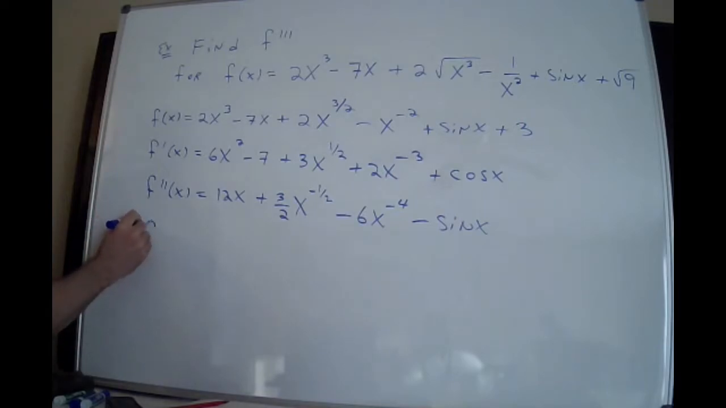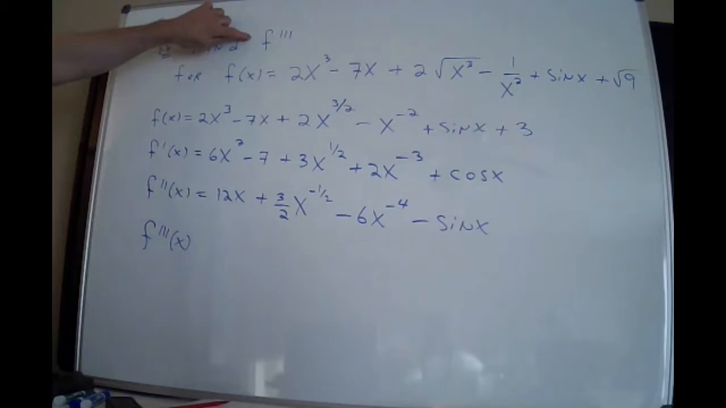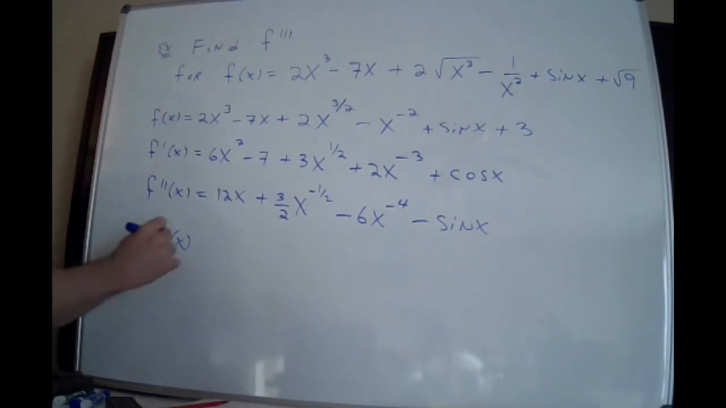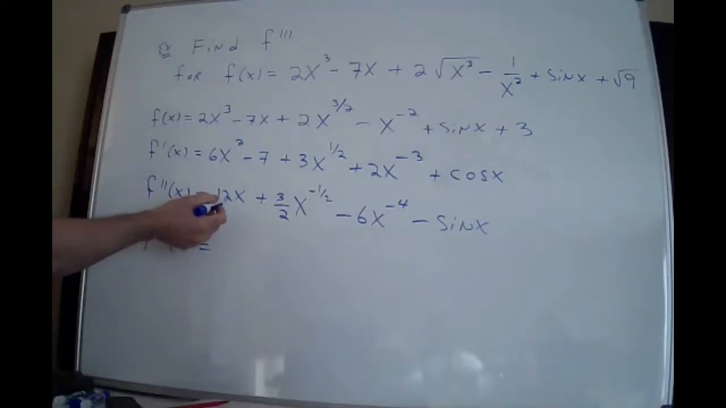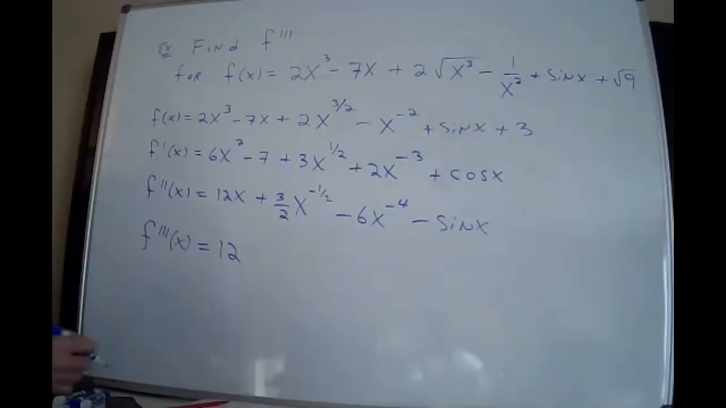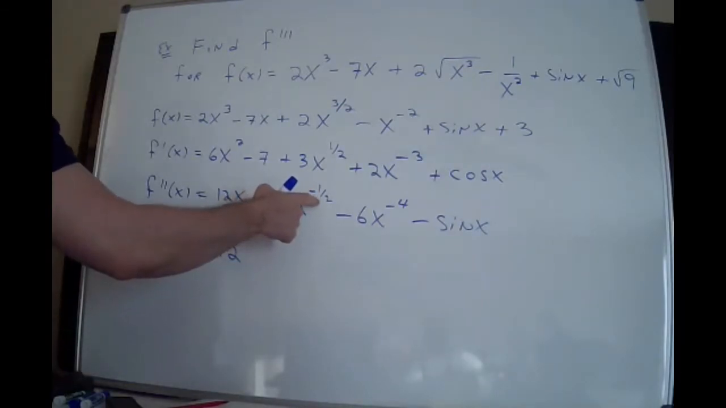Now I'm up to the third. Yay, finally. I mean, this is what the question originally asked you for. Find f triple prime. I had to rewrite, first derivative, second derivative. Now I'm finally up to the one I wanted. Third derivative. Derivative of 12x is 12. If I were to do it again, this would be gone. Multiply again. Now, negative 1 half.